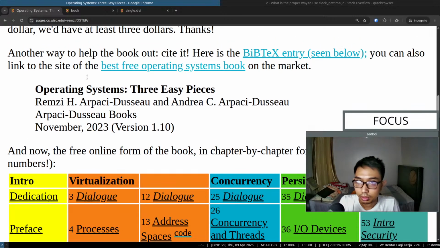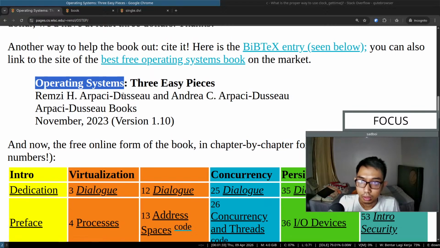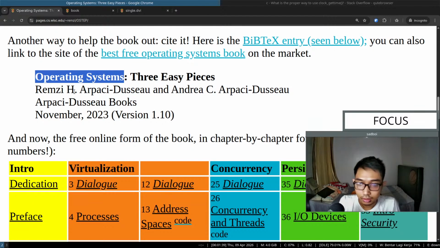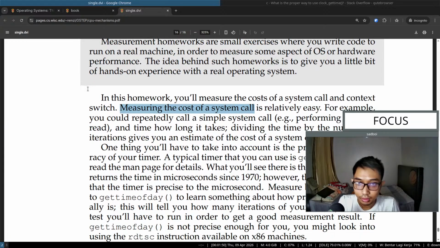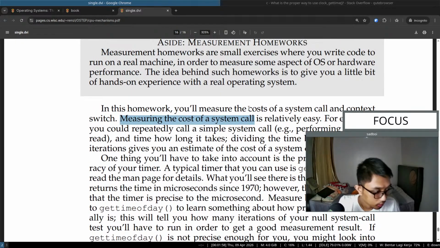Oh yeah, for context, this book is about operating systems. I want to learn more about how operating systems work, so that's why I read this book. So yeah, currently we are exploring measuring the cost of system call, something like that.